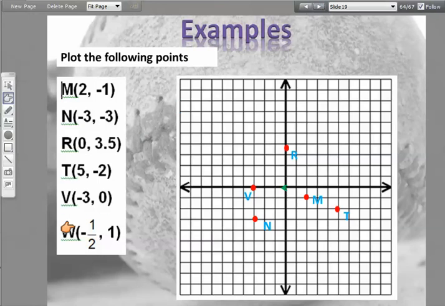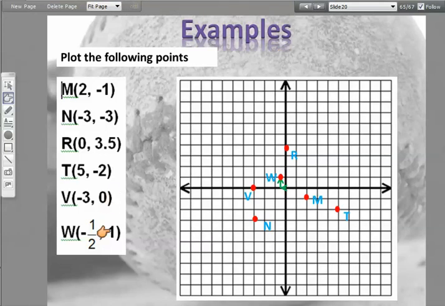For point W, my x is a -1/2, my y is 1. So look here, my little bitty green arrow going over half a unit, to the left because it's a -1/2. And then I'm going to go up 1 because my y is a +1, and there's my point W.